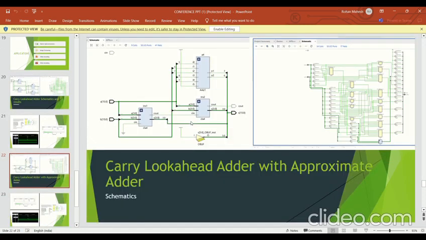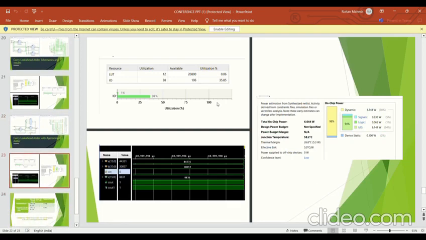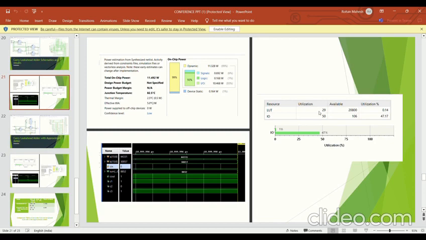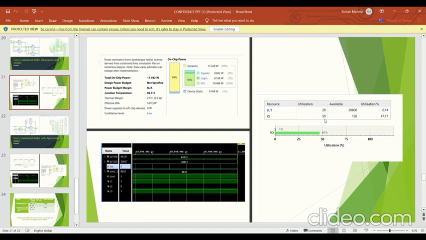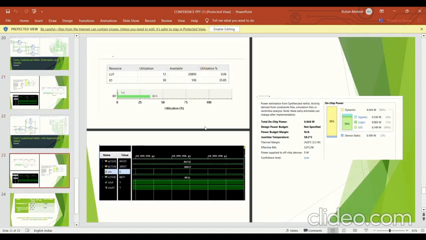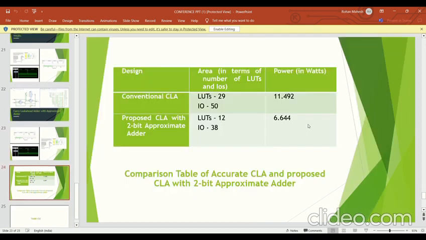Now, coming to the carry lookahead adder with approximate adder, which we have proposed in this project, this is the schematic diagram. The number of LUTs used is 12, whereas the traditional one uses 29, and the number of input-output devices used is 38, whereas in the traditional carry lookahead adder it is 50. So there is a significant difference in the number of LUTs and input-output devices used. The power consumption is also lesser, 6.644 watts from 11 watts, which is a significant difference.